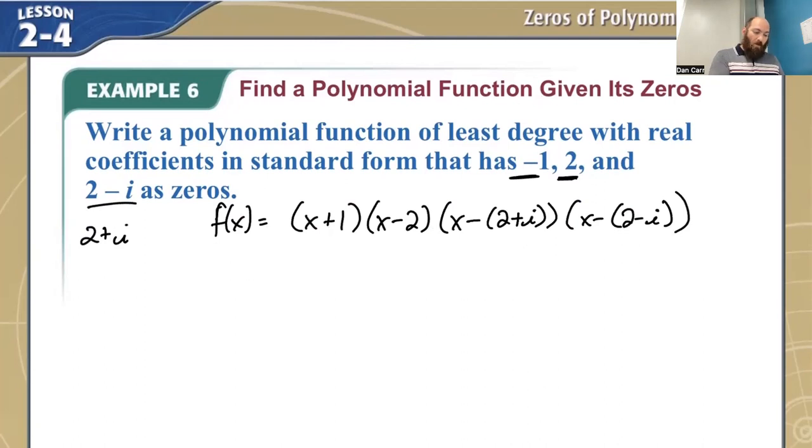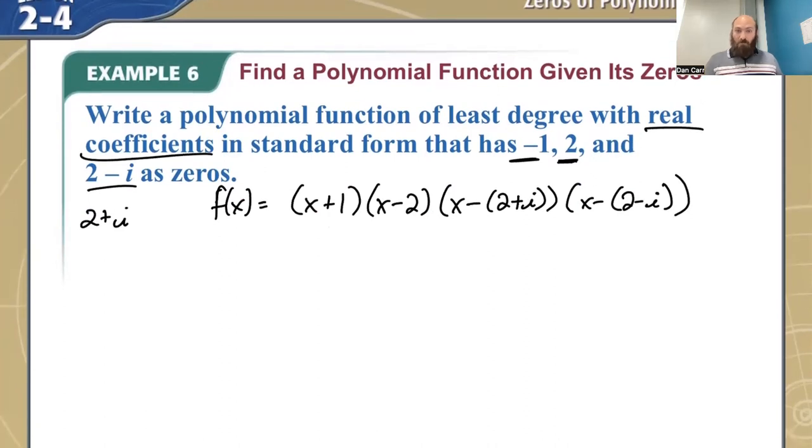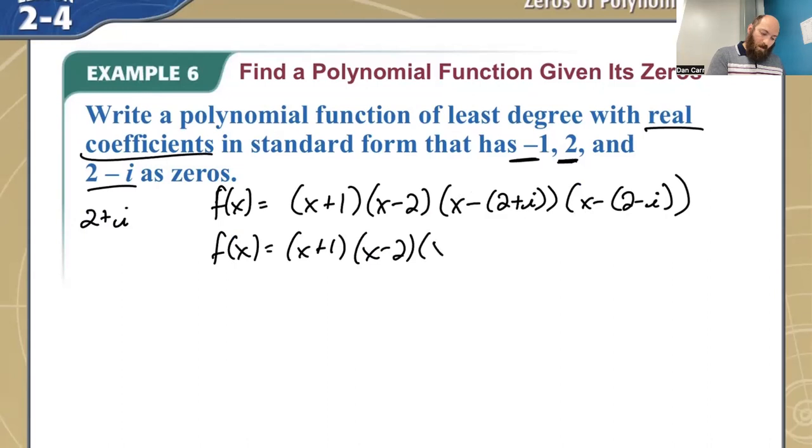So I want the polynomial function with real coefficients. That means I want it in standard form. So I'm going to have to distribute this all out. Personally, I like to start with the ones that have the complex there. If I do that, I'm going to distribute the x to both of those, and then the -2 plus i to both of those. Actually, you know what? Let's do it this way. Let's distribute the negative signs. We'll make that probably a little bit easier. So we got x plus 1, x minus 2, and then x minus 2 minus i, x minus 2 plus i.